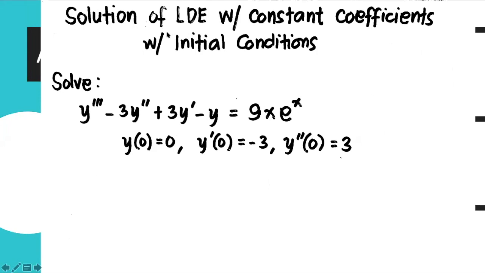We'll apply now the Laplace of derivatives in solving linear differential equations with constant coefficients, of course, with initial conditions. So we have a linear differential equation: the third derivative of y minus 3y double prime plus 3y prime minus y equal to 9x times e raised to x. Okay? So the y is the dependent variable and the independent variable is x.